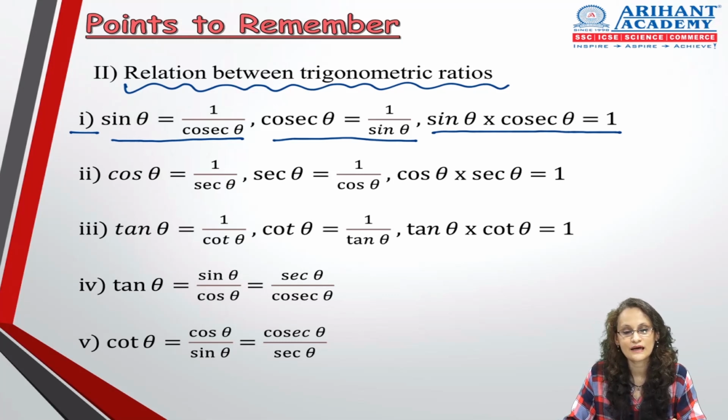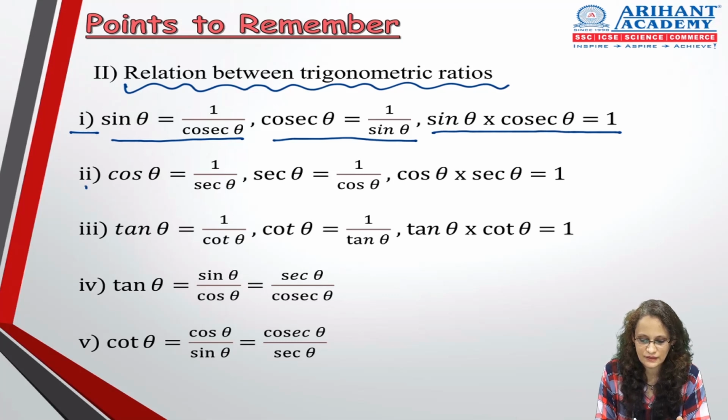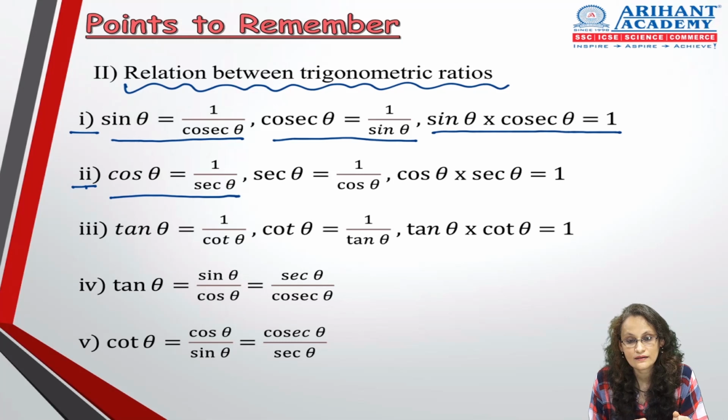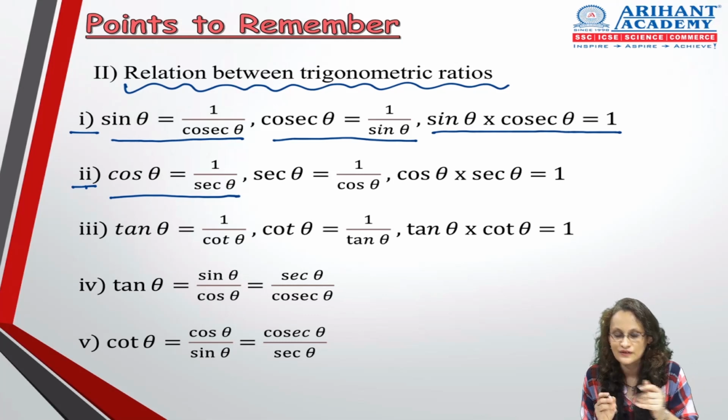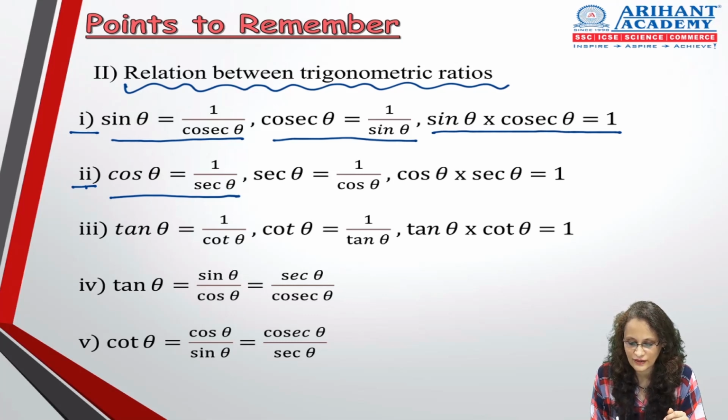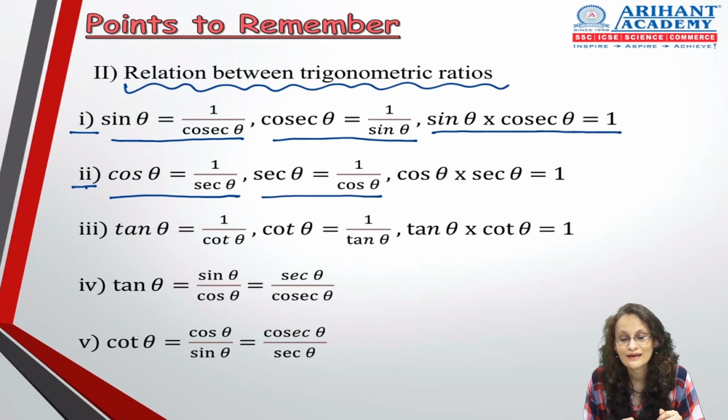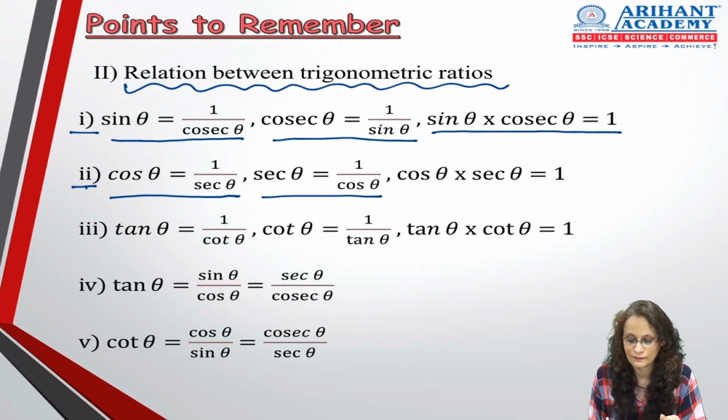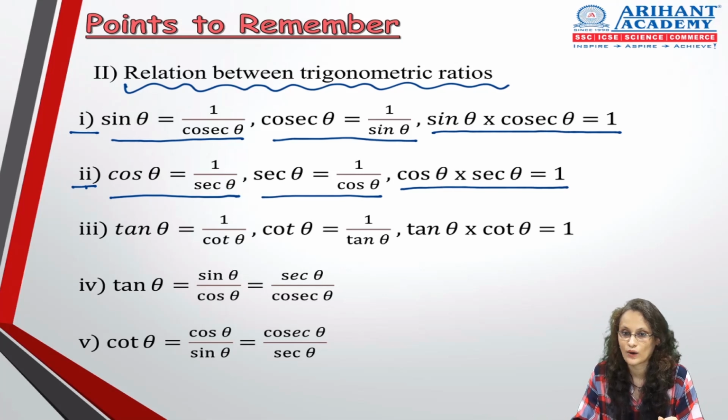Second formula पे ध्यान देते हैं, which tells me cos theta is 1 upon sec theta. The next version of it, sec theta is 1 upon cos theta. And again, when I cross multiply both, I will get cos theta into sec theta is 1. So I hope the first and second are clear to you.